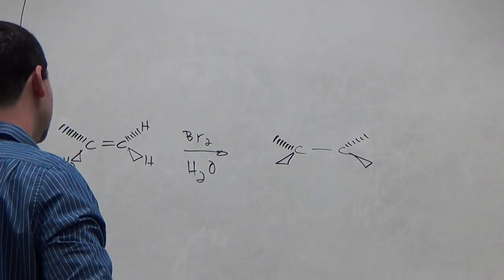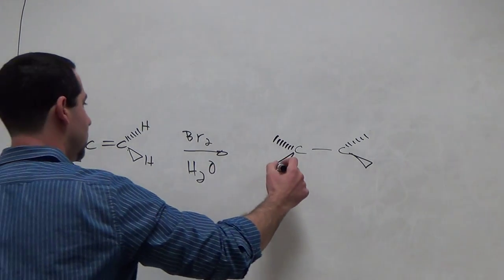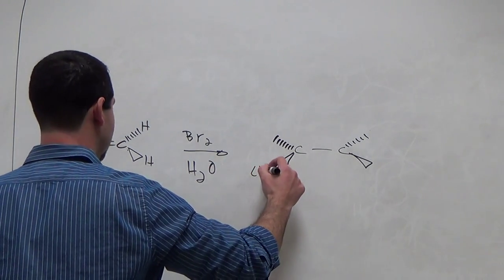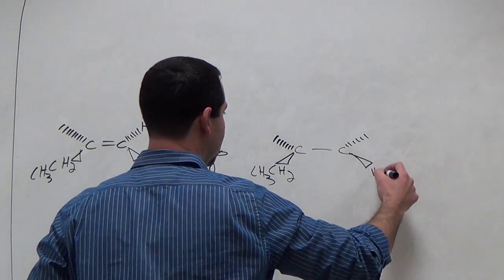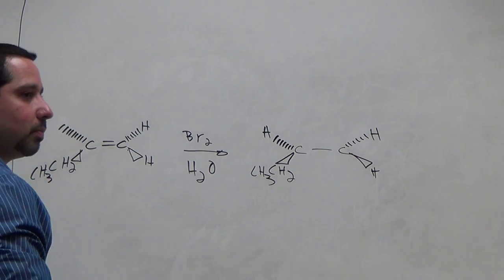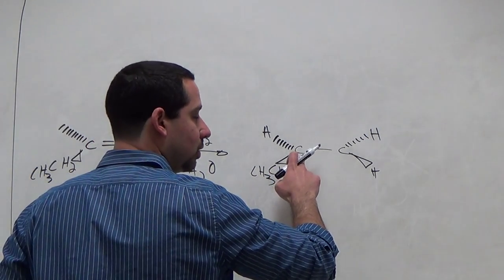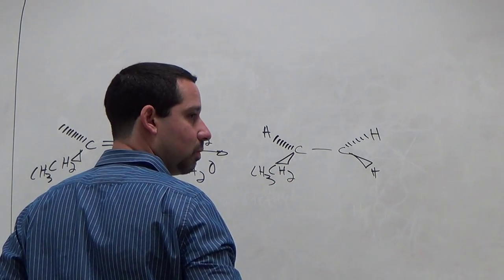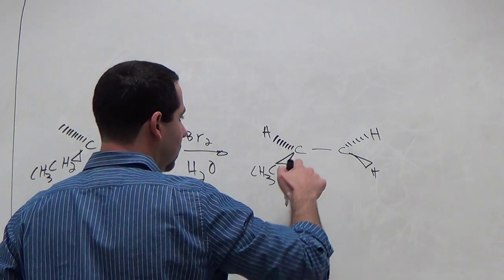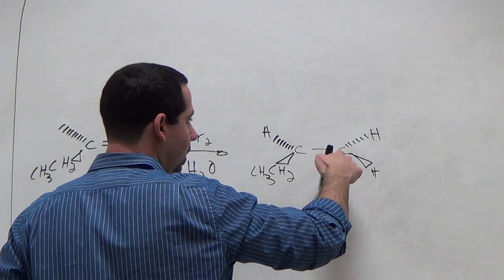So, where does what go where? This is CH2, CH3. This is an H, an H, and an H. What goes where? The OH goes on the left. The OH goes here, yes? Because it's a secondary as opposed to a primary. The OH goes here because the Br went here.